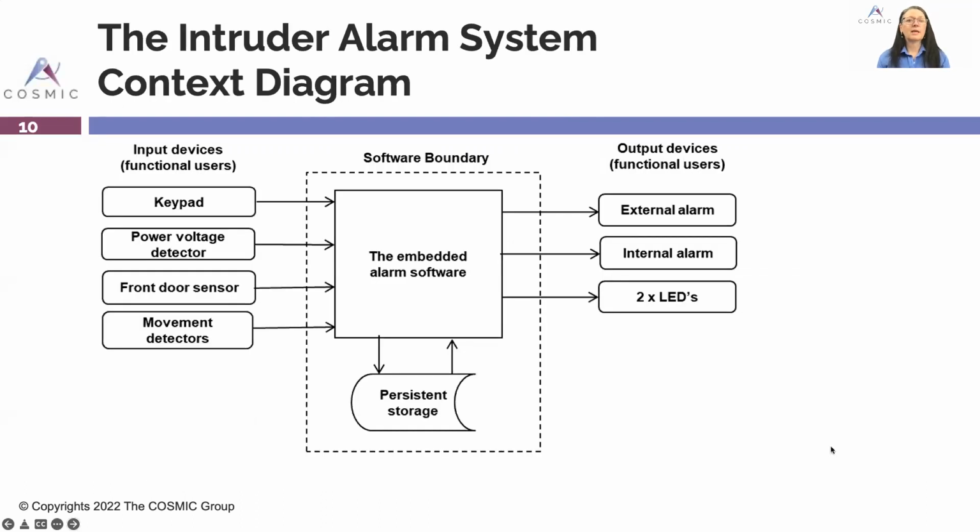Let's look at the intruder alarm system context diagram. Now, we have a keypad, power voltage detector, front door sensor, movement detector, the software. It has persistent storage, and then output devices are external alarm, internal alarm, and two LEDs. Now, there is only one triggering event for this case, and that will be the front door sensor.